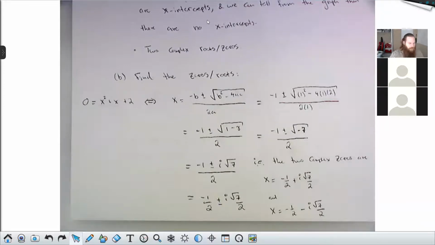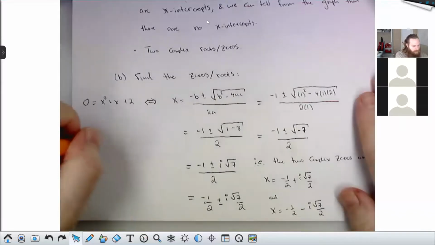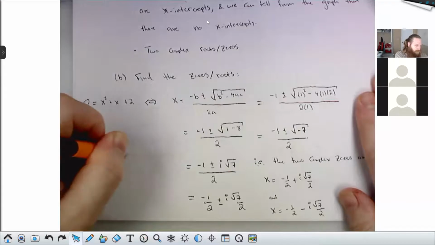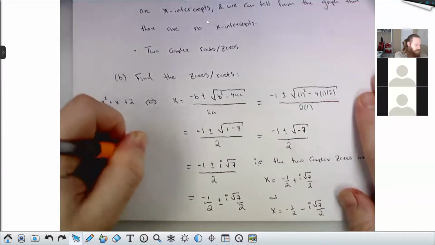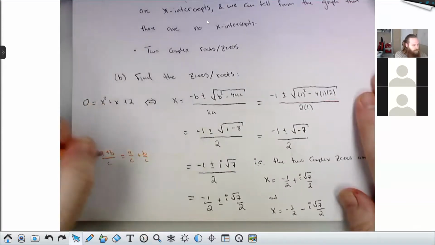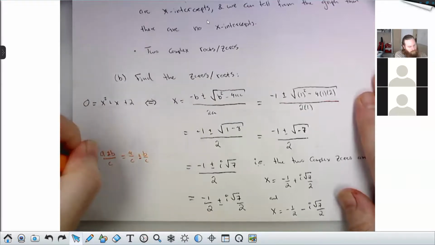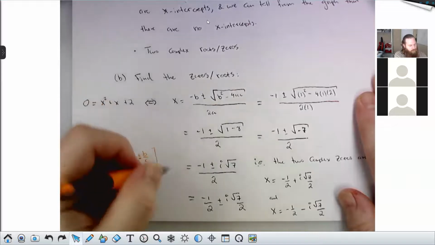The rule that I'm using when I split up these fractions is that a plus b over c is the same as a over c plus b over c, and it works fine with plus and minus. It's a nice little rule.